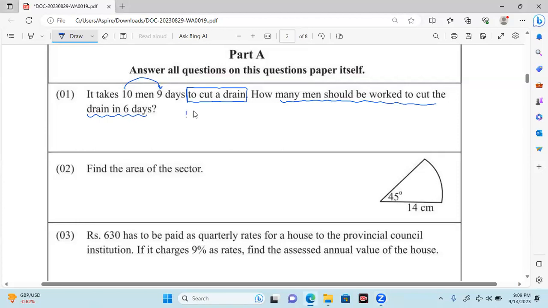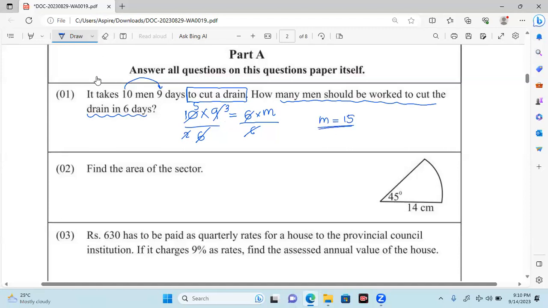We multiply 10 by 9 and this is equal to 6 times the number of men we have to find. I take it as m. Then divide by 6 both sides. 9 divided by 3, it's 3. 6 divided by 3, it's 2. Then 10 divided by 2, it's 5. Then 5 into 3, it's 15. The number of men required is 15.